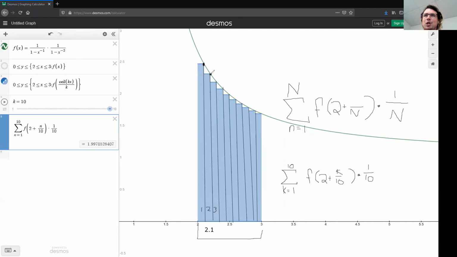For rectangle number 2, it'll be 2 plus 2 divided by n because I moved over twice. For rectangle number 3, I move over 3 times. For rectangle number 4, I move over 4 times. So my formula looks like this. So I can still think of this as height of rectangle number n times width. And each of my rectangles has the same width.